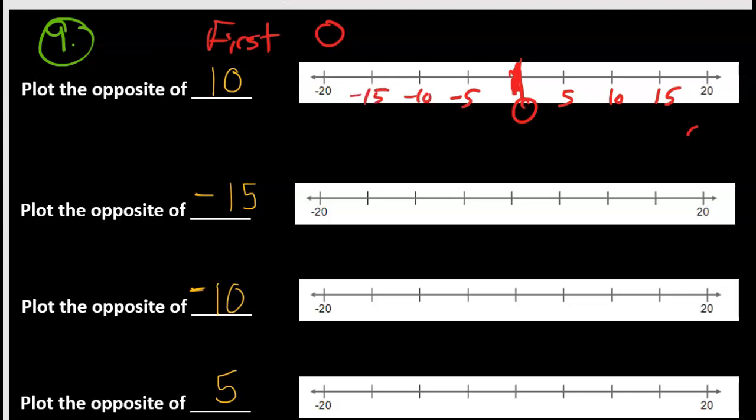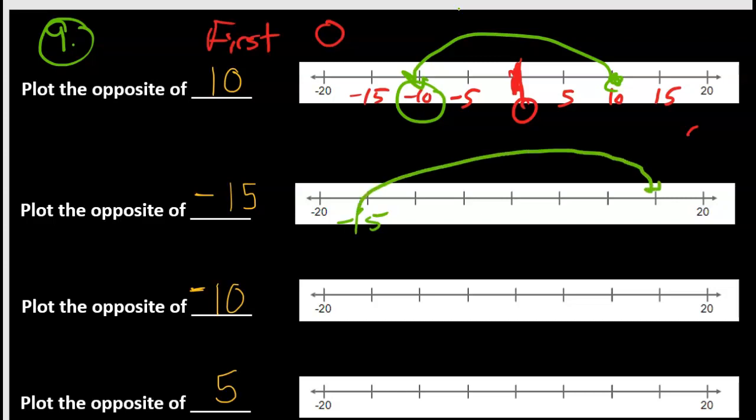So where's the opposite of 10? Well, here's 10. The opposite of 10 is -10. Opposite of -15. Here's -15. Opposite of -15 is 15. So here we're going to put -10 here, 15 here.